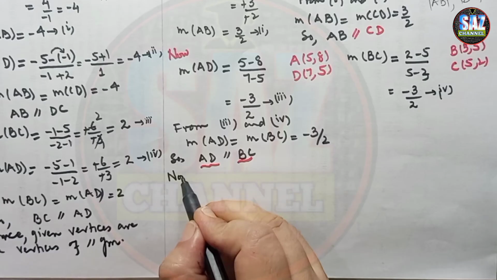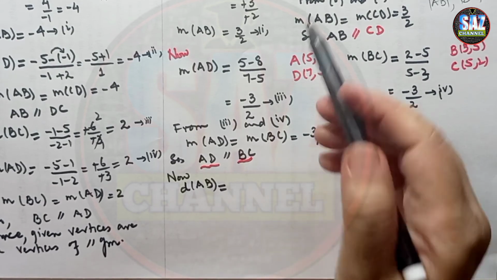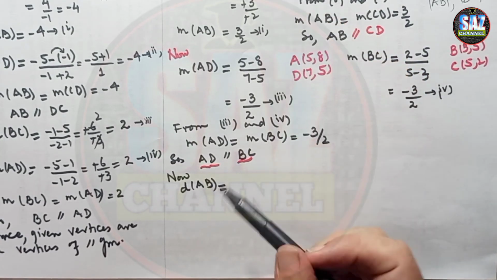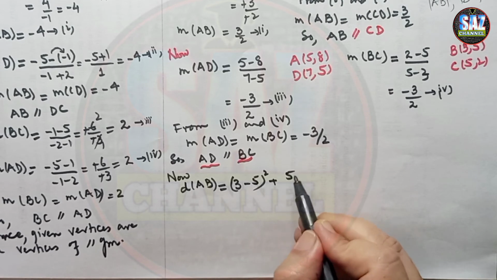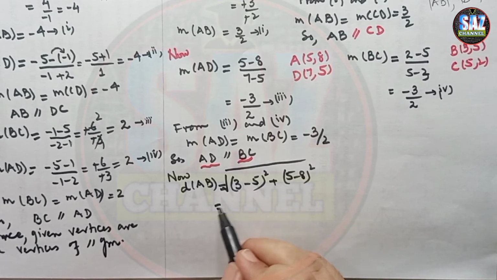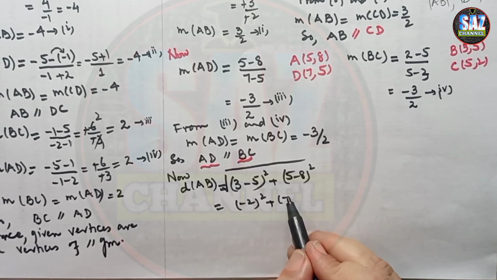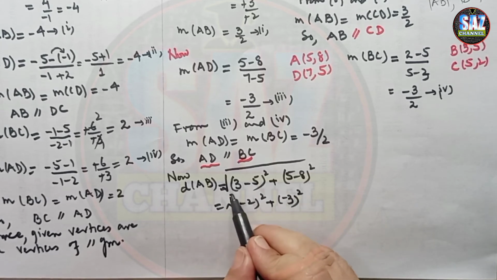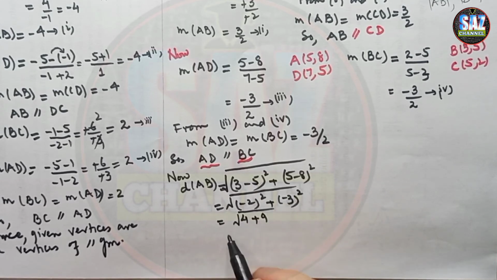Now I have to find distance AB. It equals the square root of x2 minus x1 whole square plus y2 minus y1 whole square, which is 3 minus 5 whole square plus 5 minus 8 whole square, under the root. This gives me 3 minus 5 is minus 2 squared plus 5 minus 8 is minus 3 squared, under the square root. This gives me 4 plus 9, which is equal to root 13, and let it be as it is because we just have to make a decision with the help of this.